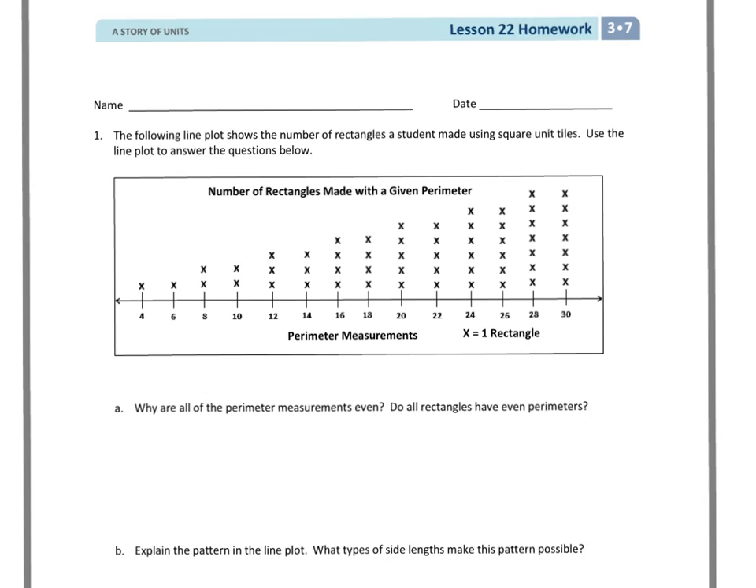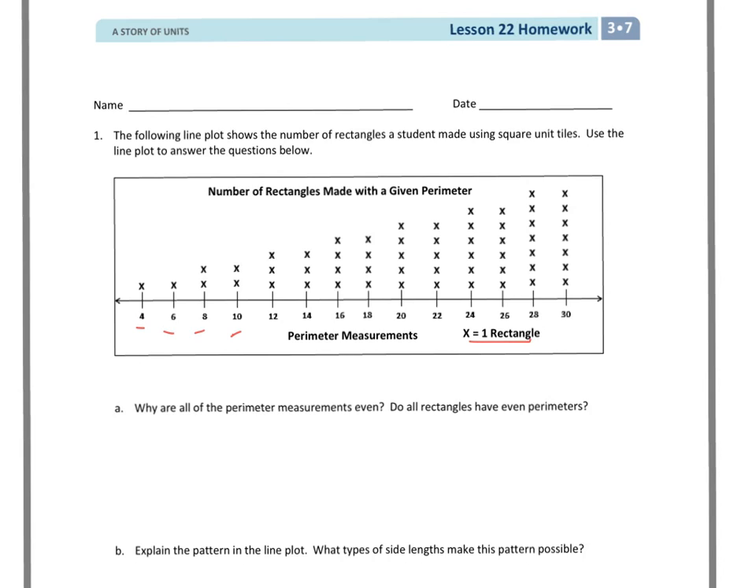Number 1 says, the following line plot shows the number of rectangles a student made using square unit tiles. Use the line plot to answer the questions below. So just looking at this, I can see that we're counting by twos here. So we have all even numbers, and 1x represents one rectangle.